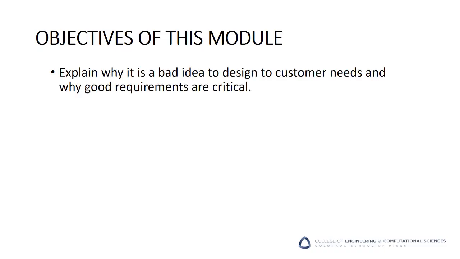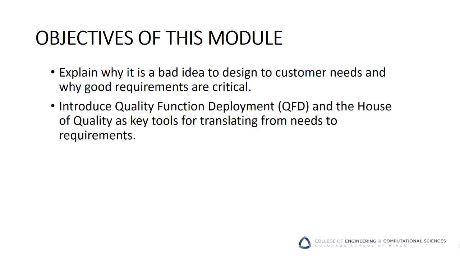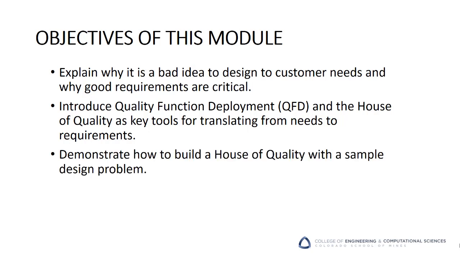The objectives of this module are to explain why it's a bad idea to design to customer needs and why good requirements are critical, introduce quality function deployment and the house of quality as key tools for translating from needs to requirements, and demonstrate how to build a house of quality with a simple design problem.